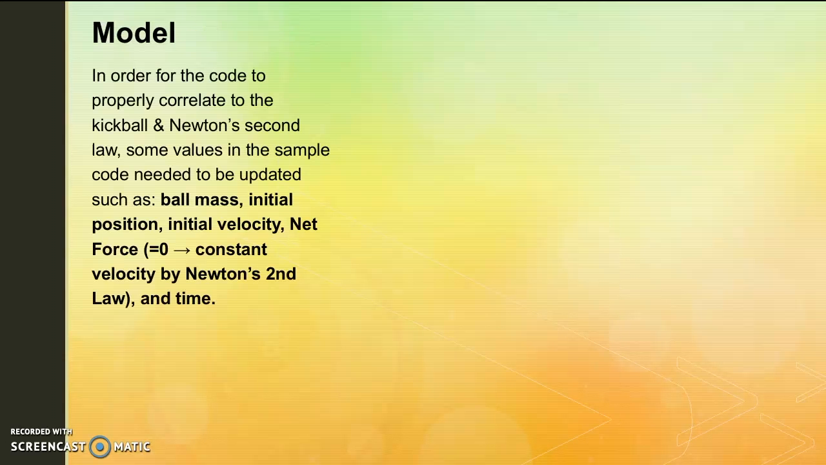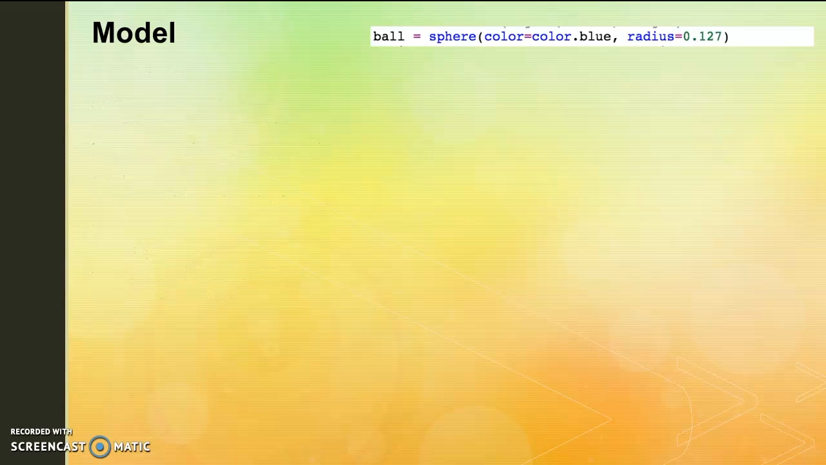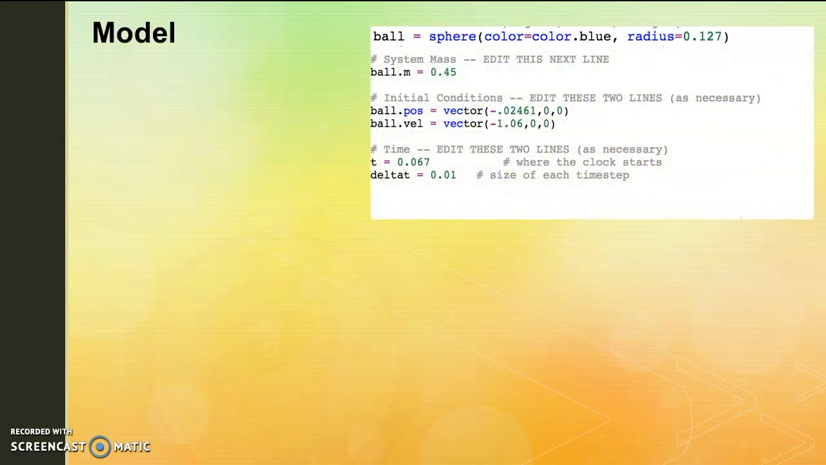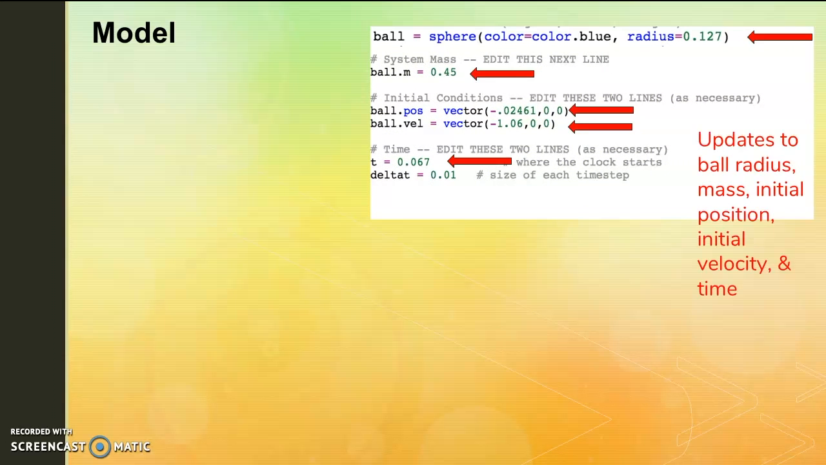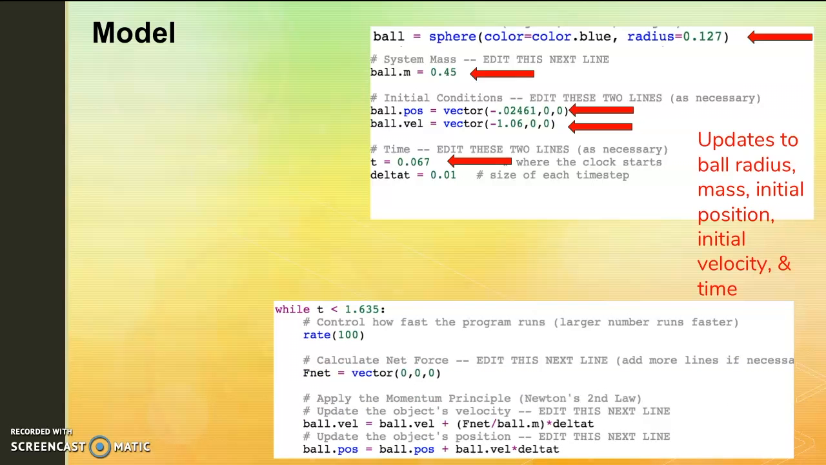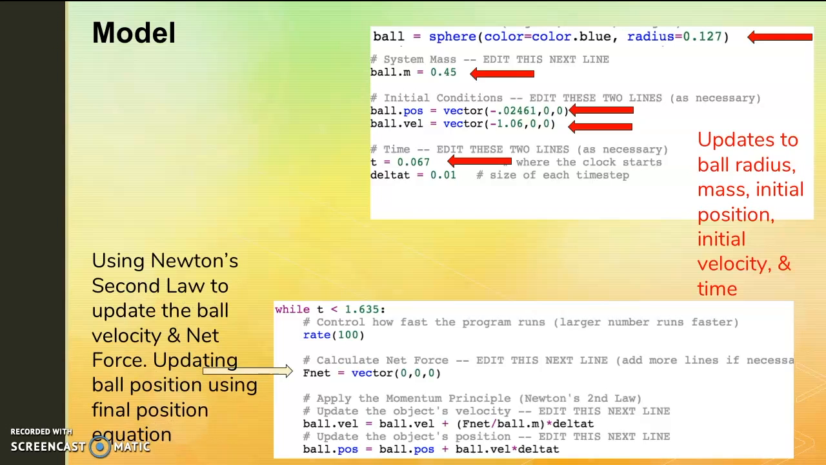Next, it was time to make the constant velocity model in GlowScript. In order for the code to properly correlate the kickball's model motion to Newton's second law, I needed to sub in values for the ball's mass, radius, and initial position and velocity calculated via the tracker data. Additionally, in order to model constant velocity as we discussed earlier, the net force on the kickball has to be entered as a zero vector. The equations for velocity and position also need to be updated to properly represent the velocity and position update equations so the computer could effectively predict the ball's motion.